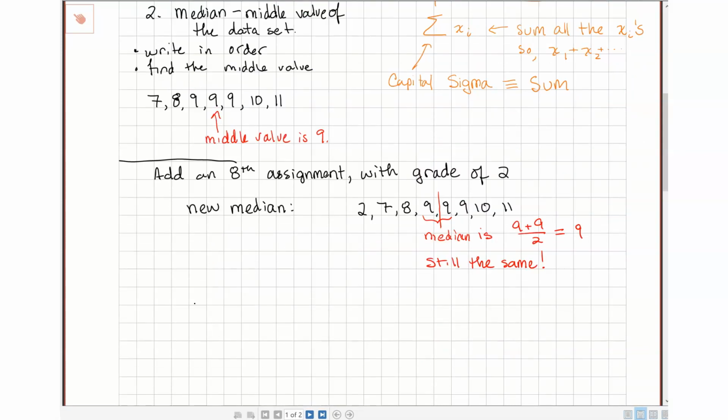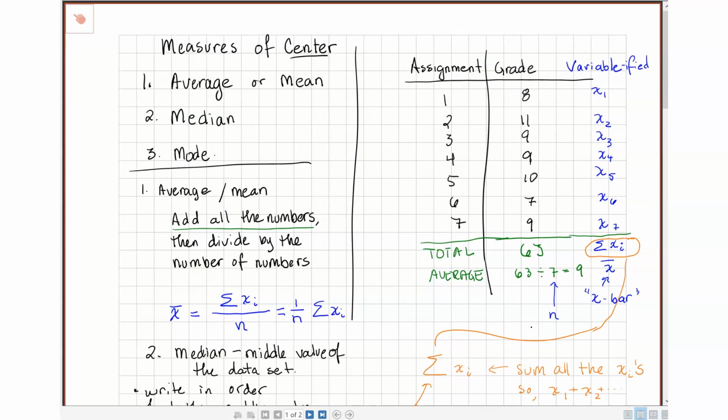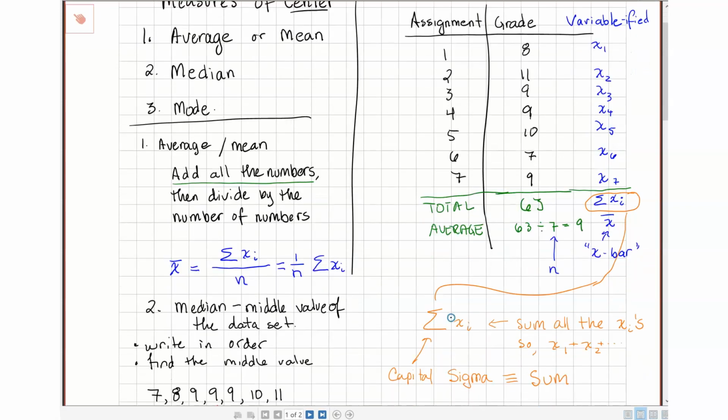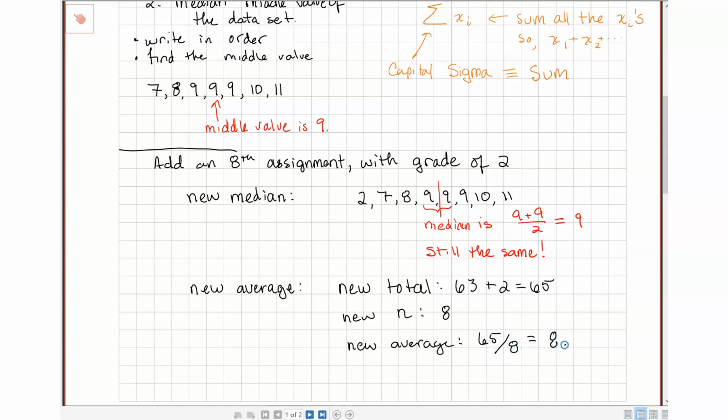But what happens to the average now? Let's come back up and look at our table. All right, what we needed to do was sum all the numbers and then divide by the number of numbers. So our sum of the first 7 assignments was 63. If I add in the new assignment with the score of 2, our new total is going to be 63 plus 2, so that's 65. And our new number of numbers, so our new n, is 8. So that means our new average is 65 divided by 8, which is 8.125.